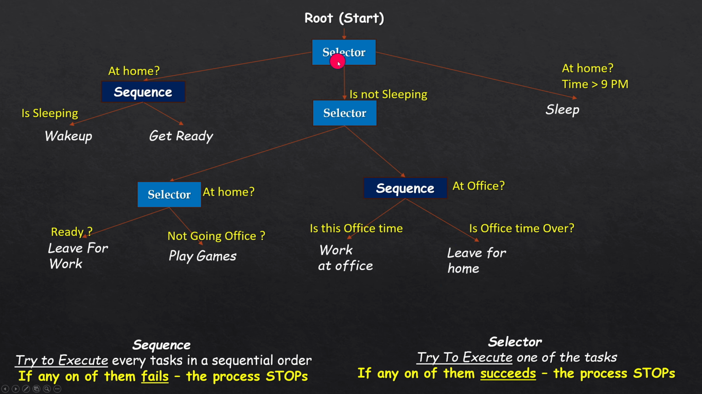Okay. You agree with me, right? You are not at home. You are not sleeping. You are at office. You will keep working because this is office time. So this will return true and this will return false. So this task will keep failing and will result into entire failure of the tree. So it will always end up here.